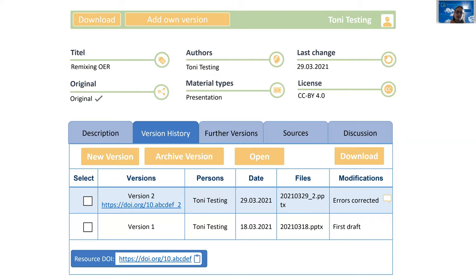Here you can see a detailed view of a resource and its version history. The total resource gets a DOI automatically, and for single versions, authors can optionally assign a DOI. Modifications are described with the pre-selection, and detailed change comments can be specified. Here we have an example of Tony testing as an author of this resource, and he can add a new version or archive older versions.